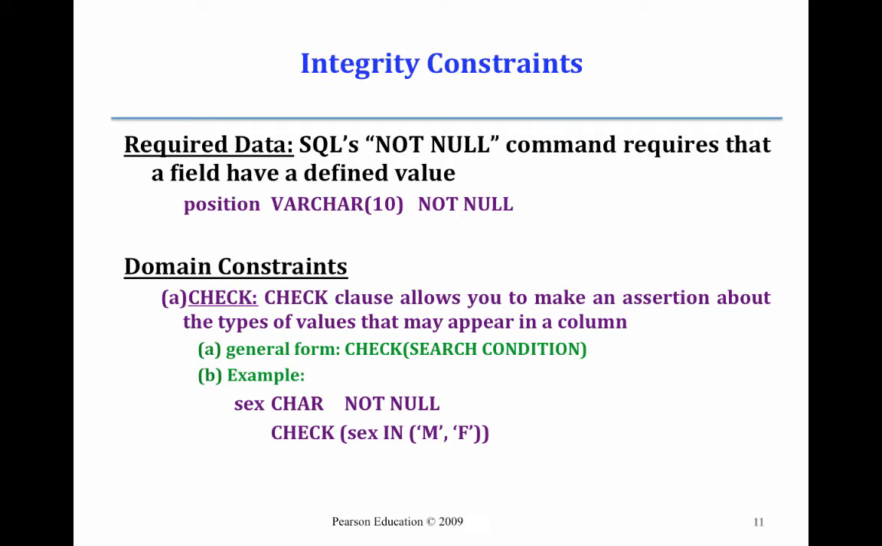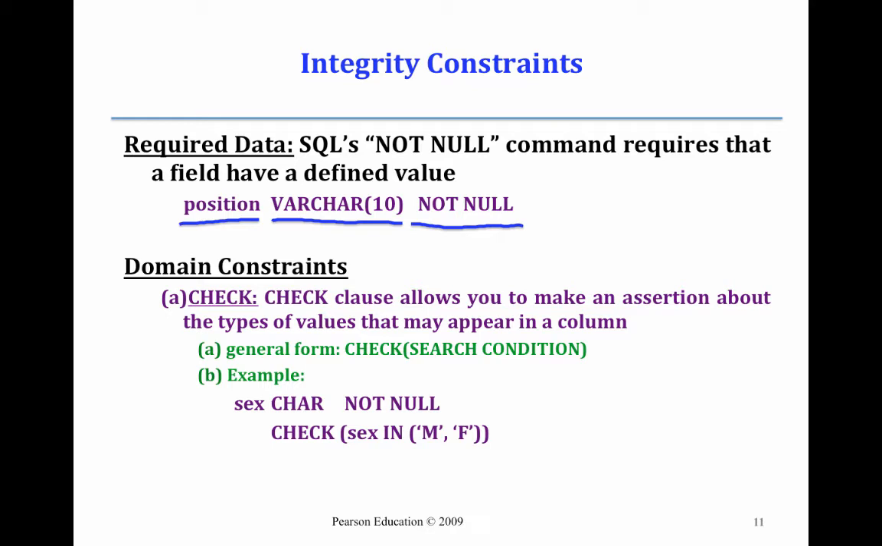Okay, so for required data, you have to be explicit. By default, it is optional. So if you want to make it mandatory to provide a value, you have to say not null. So this position is the name of the attribute. It is a varchar with up to 10 characters, and we're saying not null.